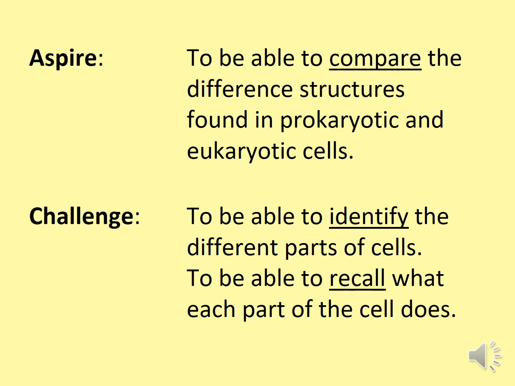So today we have, for the challenge, looked at identifying different parts of cells. So we can identify plant and animal cells, and we should be able to recall what the parts of the cells do. We've also then compared structures that are found in prokaryotic and eukaryotic cells, and I have told you about the principal things that I want you to remember to allow you to identify those structures.